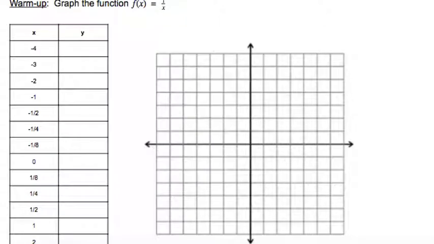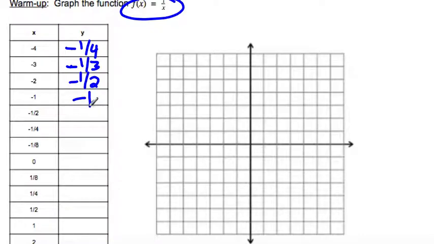So I've got a table of values, but we want to plug in -4, which is going to give us -1/4. And then we'll plug in -3, so -1/3. Hopefully you can see that's what we're plugging into. -1/2. And if I plug in -1, I get -1. Now, when you start graphing this, -4, -1/4, -3, -1/3. Okay, this is kind of what it looks like so far.